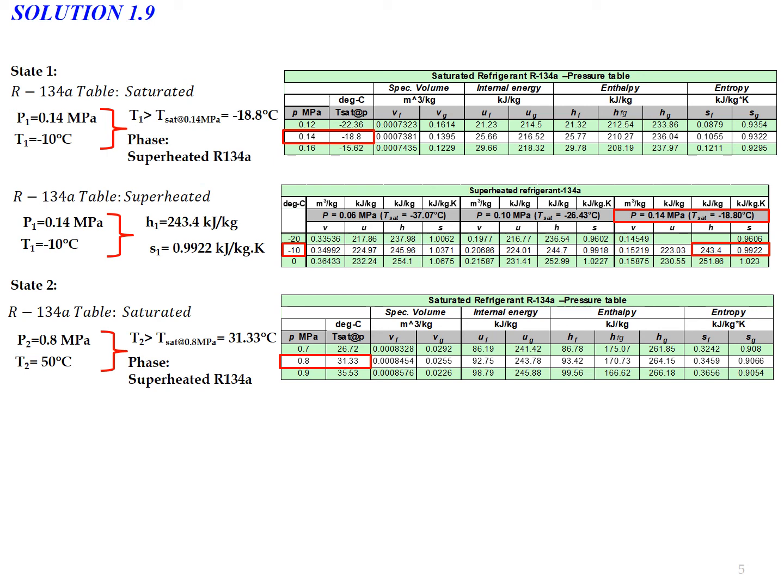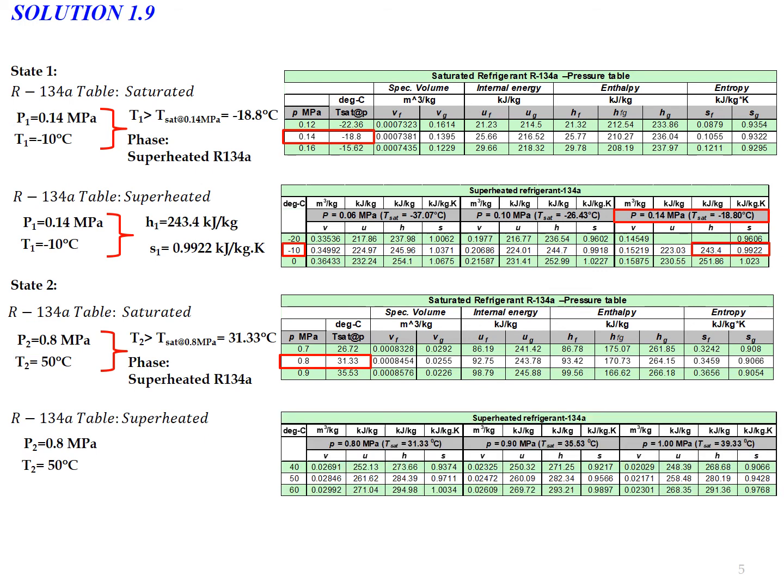So now we need to refer to the superheated vapor R134A table based on the same data of state number 2. Okay, find the table for 0.8 megapascal, the row for 50 degrees Celsius in terms of temperature. So then we can determine the value of H2 and also S2. So H2 equal to 284.39 kJ per kg, S2 equal to 0.9711 kJ per kg Kelvin.